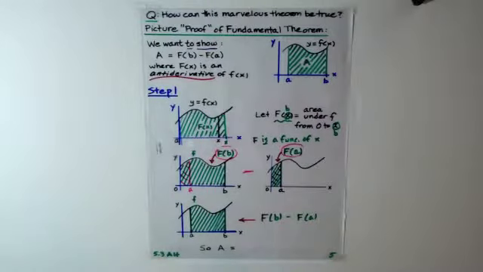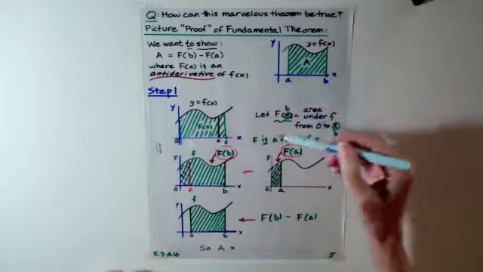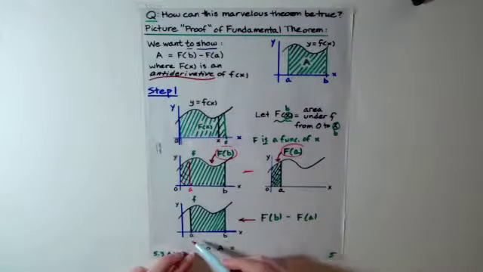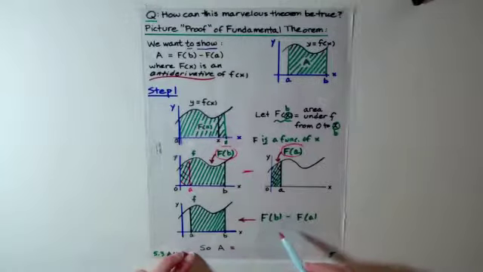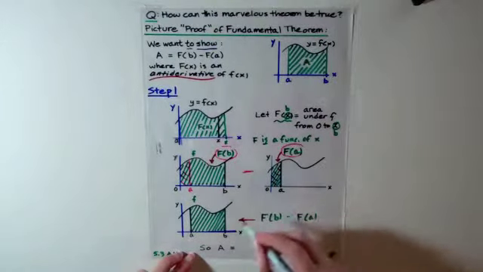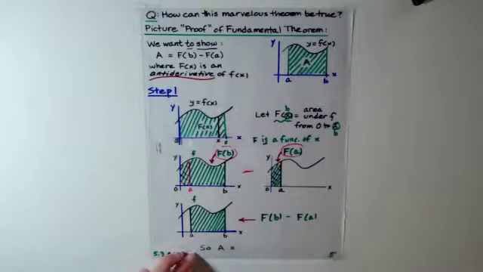And that's really all there is for step 1. If we define F of x this way as the area under our curve from 0 to x, then this area from a to b is going to be capital F of b minus capital F of a. So that's what this green area is equal to.